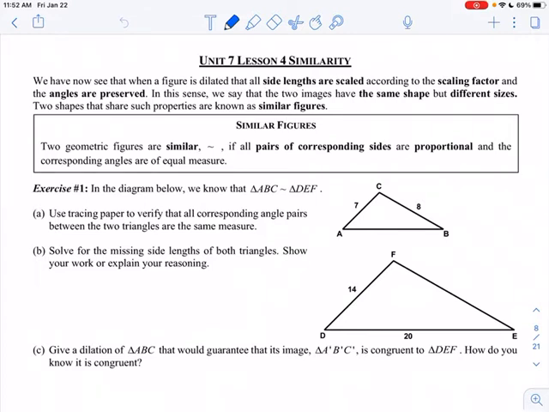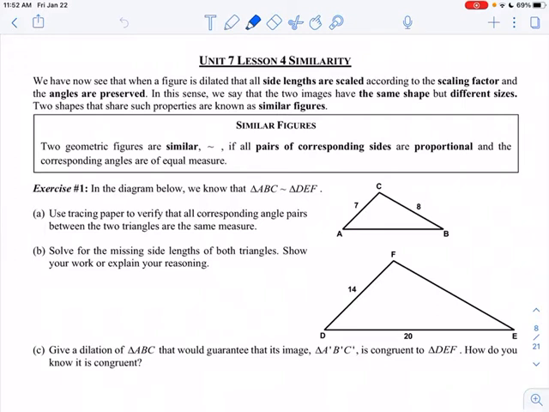So we've seen that when a figure is dilated, all the sides are scaled according to the scale factor, and the angles are preserved. So that's what we learned in the first couple lessons. In this sense, we say that the two figures have the same shape but different sizes. Two shapes that share such properties are known as similar figures.